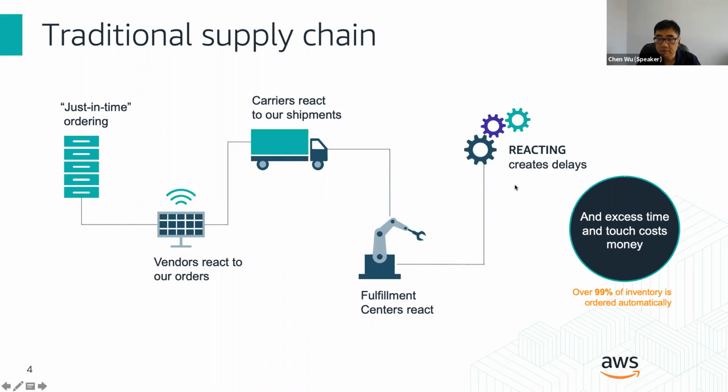So at Amazon, actually over 99% of the inventory is replenished through automation. It's not actually triggered by any ordering systems. Right, so that's quite fascinating to me.